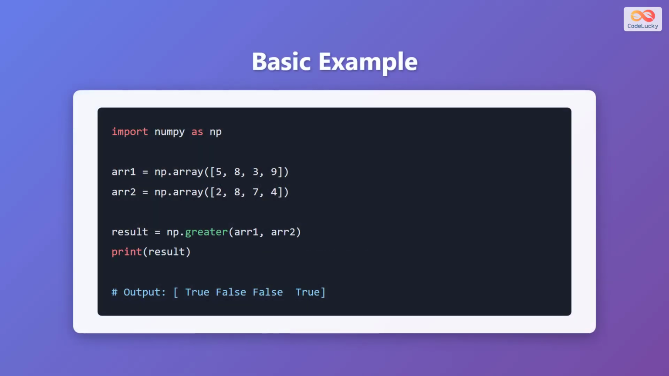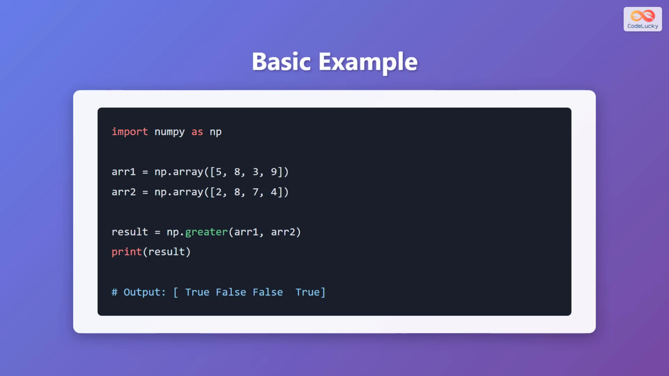Let's look at a basic example. We import NumPy as np, then create two arrays. Array 1 contains the values 5, 8, 3, and 9. Array 2 contains 2, 8, 7, and 4. When we call np.greater with these arrays, it compares each position.